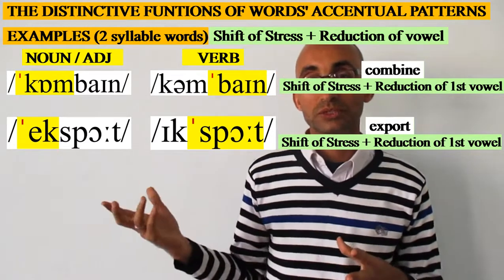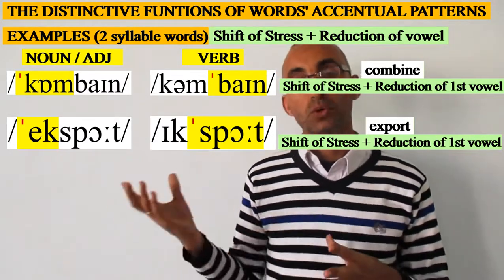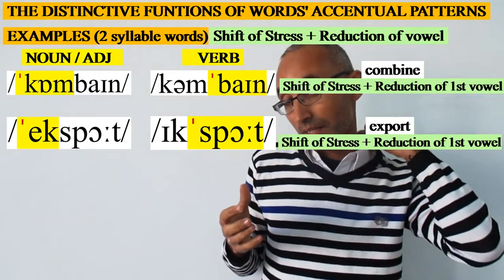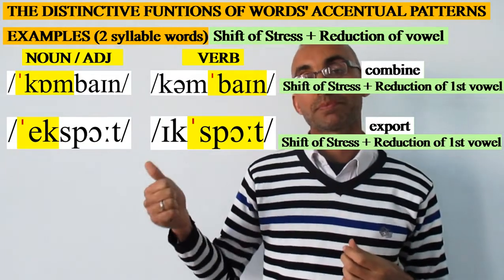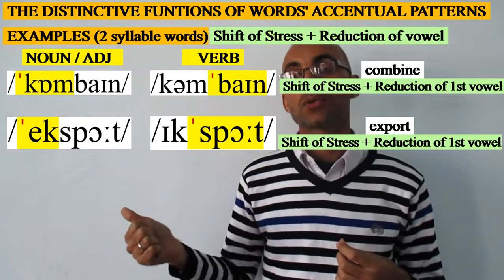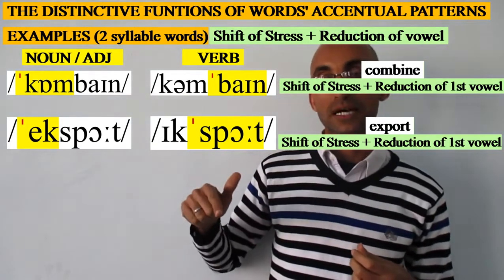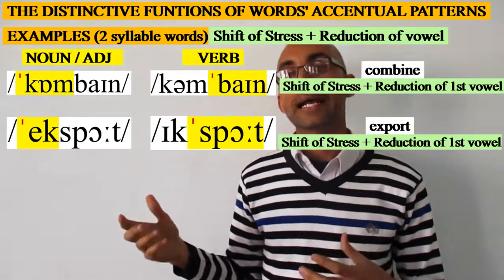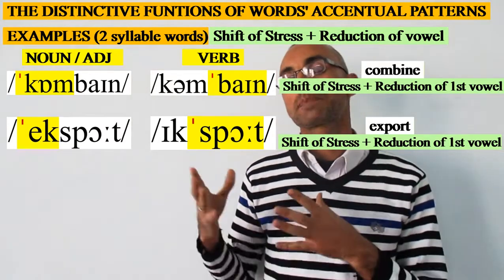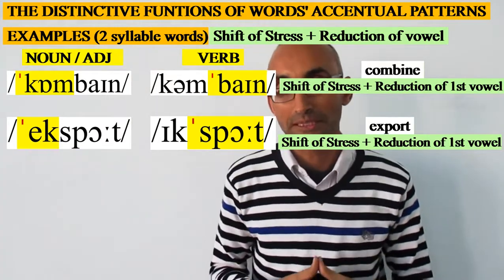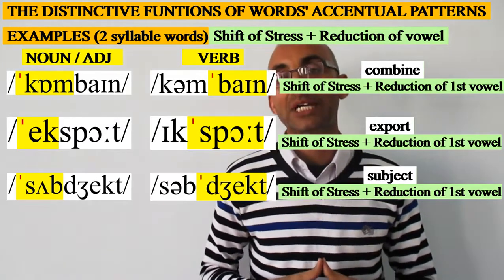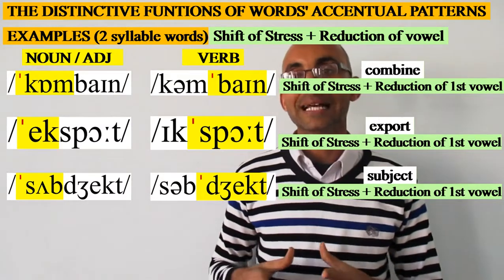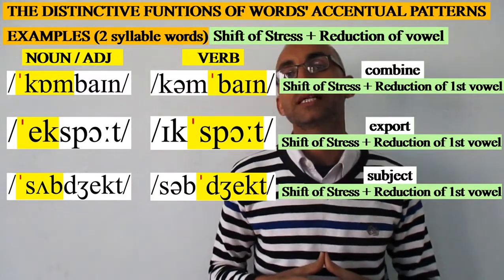Clear? Export. So here, as you see, the accentual pattern of the word export, which is brought about by the change in stress placement from the first syllable to the second, and also the reduction of the first vowel a to e, helps us to distinguish between export as a noun and export, stressed on the second, as a verb. Clear? Also, I have the word subject. Subject and subject.